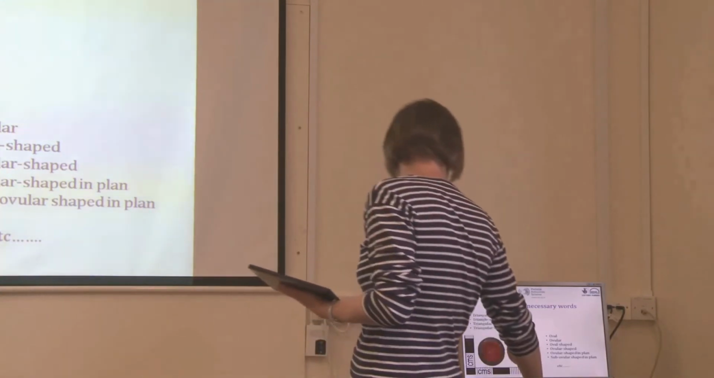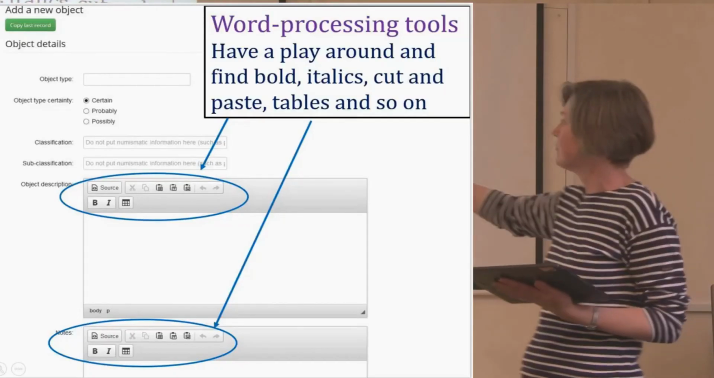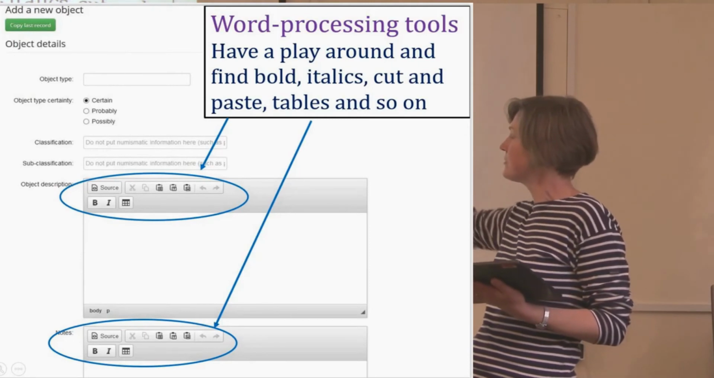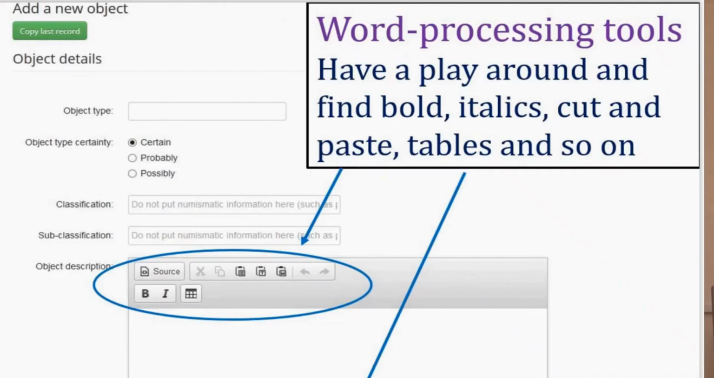Now you can either write your descriptions straight on, or you can put them in Word first, which a lot of people do because they like the word processing tools. But you do have a limited range of word processing tools on the database. They work better in some browsers than others. I use italics quite a lot for things like a translation or a heraldic description.